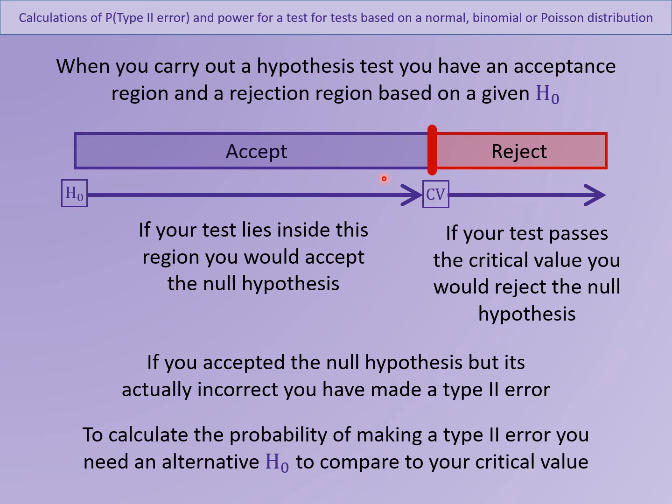So what we need to do is calculate that. Calculate the probability of making a type 2 error. We need an alternative H0. We can't just do it from that single value. We need another H0 to compare it with. Another alternative hypothesis.